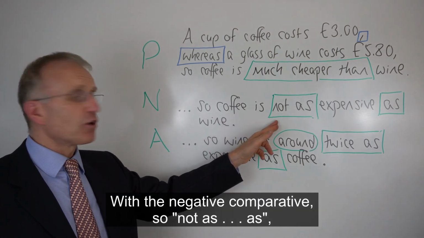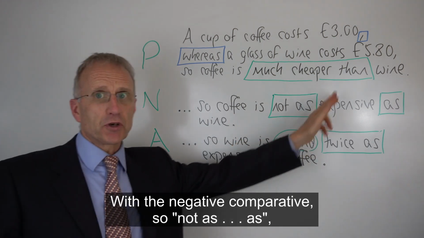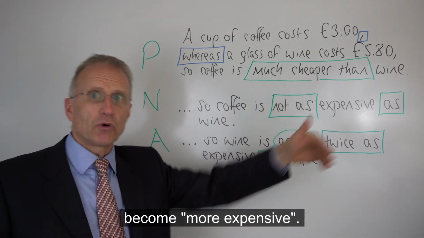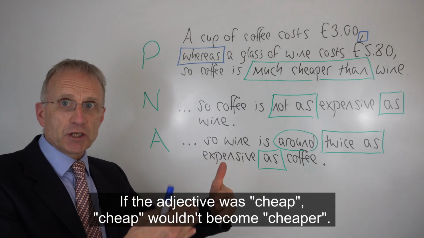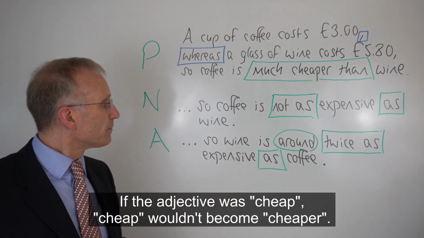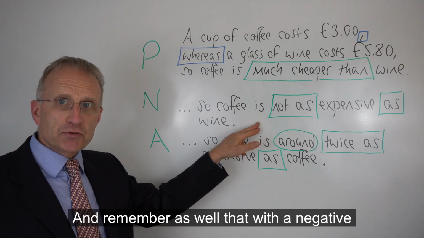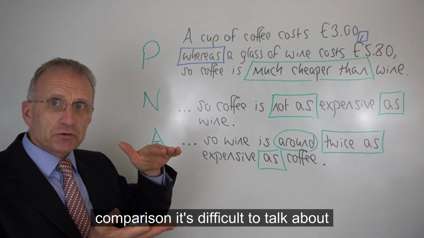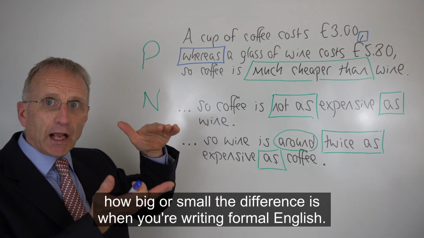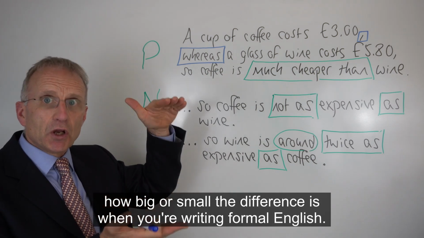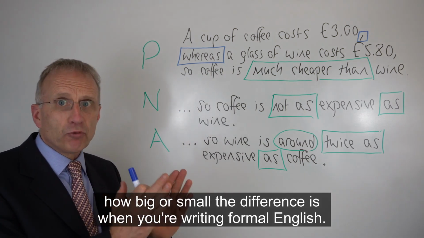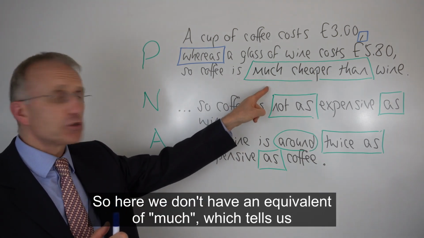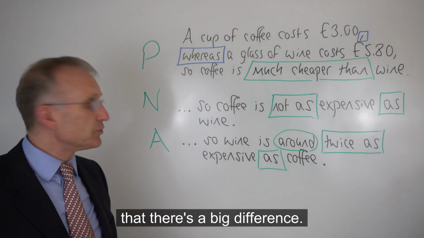With the negative comparative, so not as ... as, remember that the adjective doesn't change, so expensive doesn't become more expensive. If the adjective was cheap, cheap wouldn't become cheaper. And remember as well that with a negative comparison, it's difficult to talk about how big or small the difference is when you're writing formal English. So here we don't have an equivalent of much, which tells us that there's a big difference.